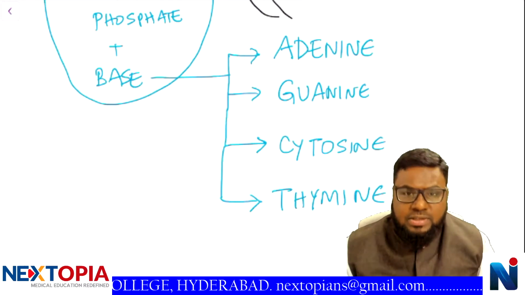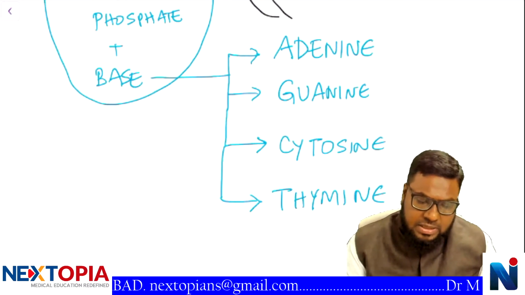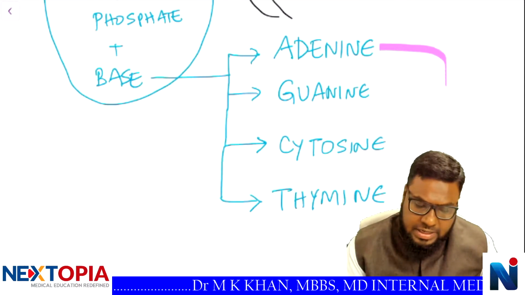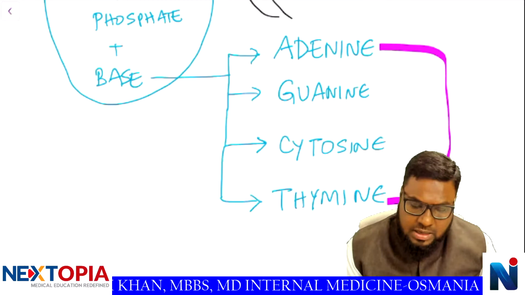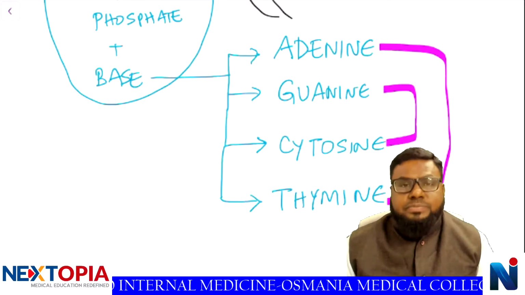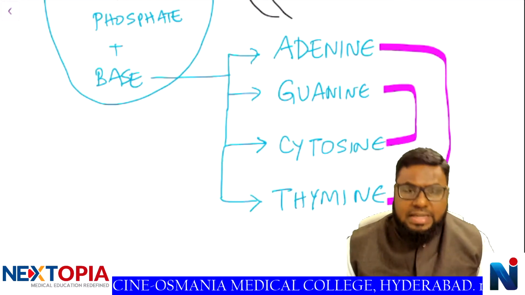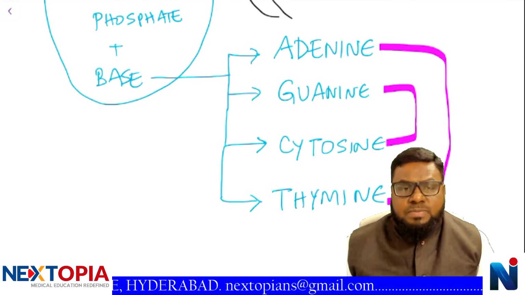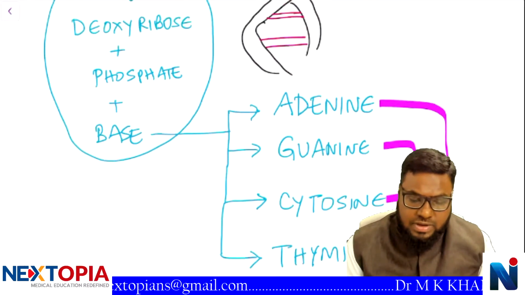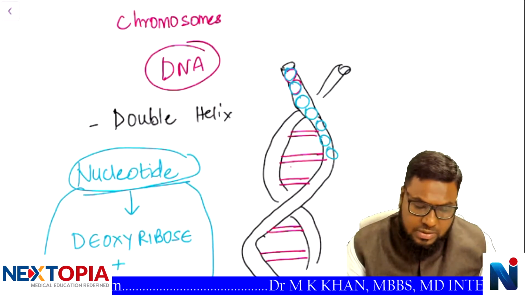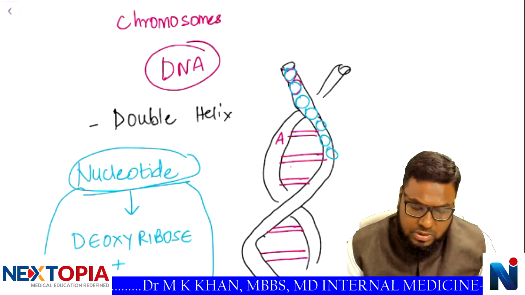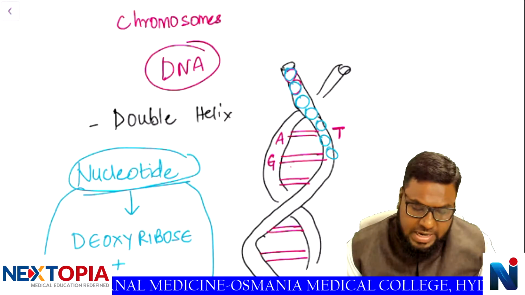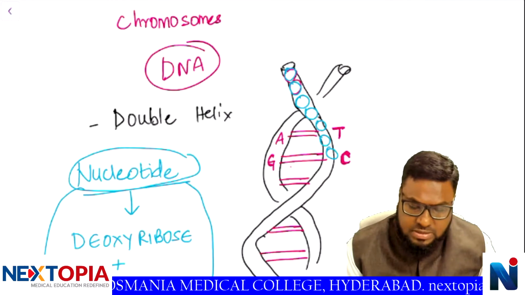Please remember that these two strands are complementary to each other. That is, adenine always pairs with thymine, and guanine always pairs with cytosine. This property is called complementary. The linkage is peculiar in one strand. If we have, suppose, A here, the opposite side is always T. If we have guanine here, the opposite side is always C.